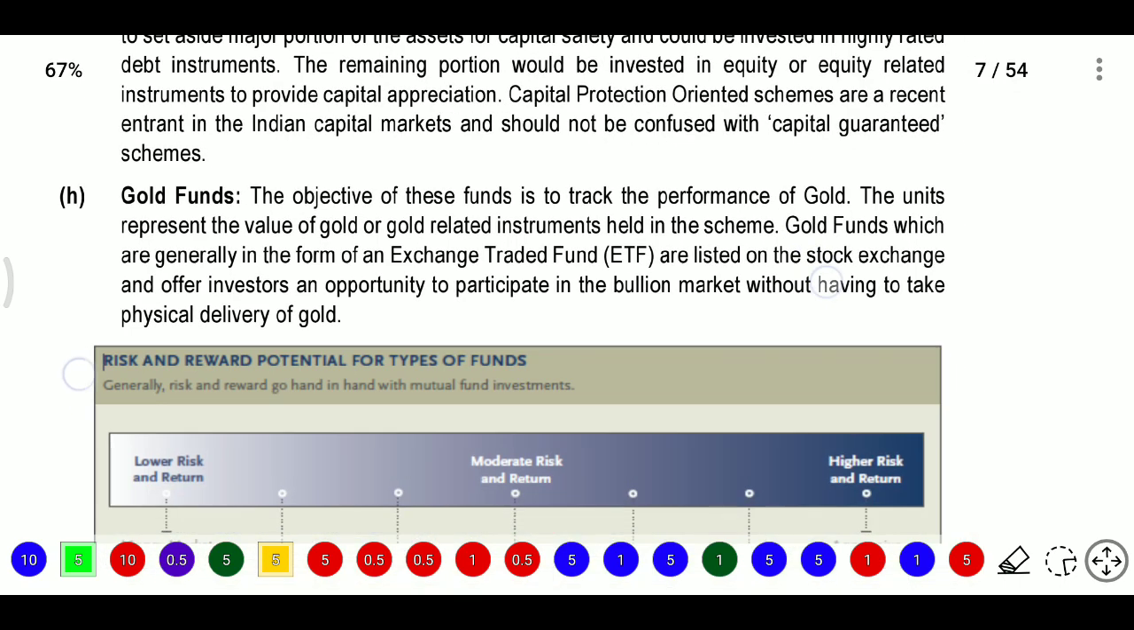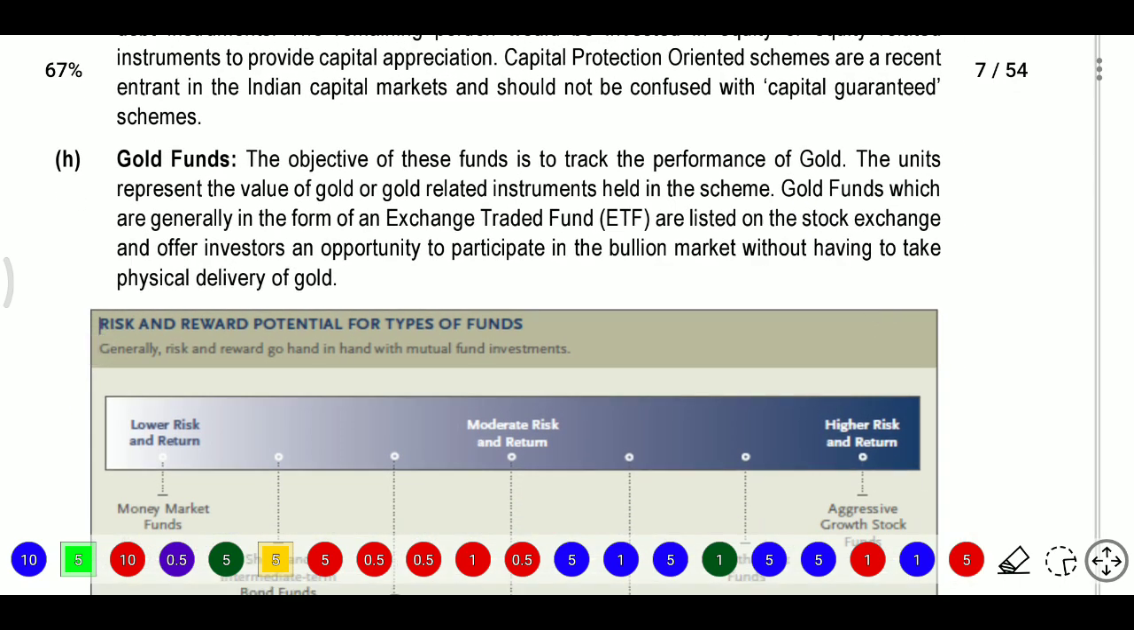Now, gold funds. Here, gold funds means the objective of this fund is to track the performance of gold. The gold rate is increasing day by day. So they will track the performance of gold, and the units represent the value of gold or gold-related infrastructure held by the schemes. These gold funds are generally in the form of exchange traded funds, ETFs, which are listed on stock exchanges and offer investors an opportunity to participate in the bullion market without having to take physical delivery of goods.